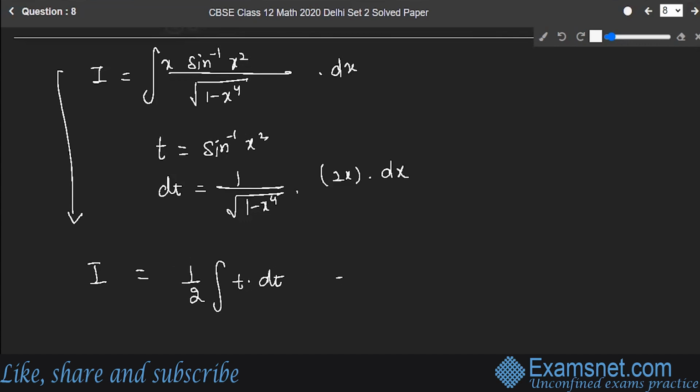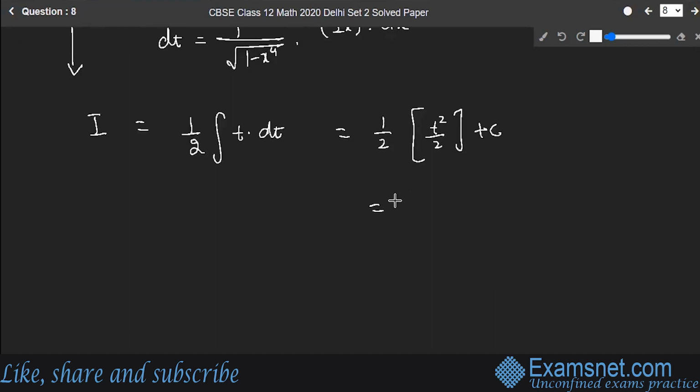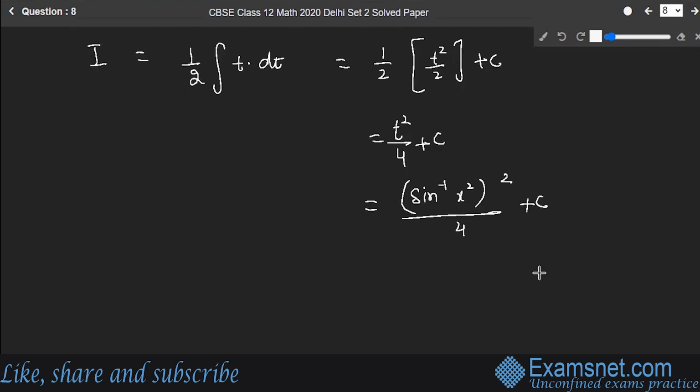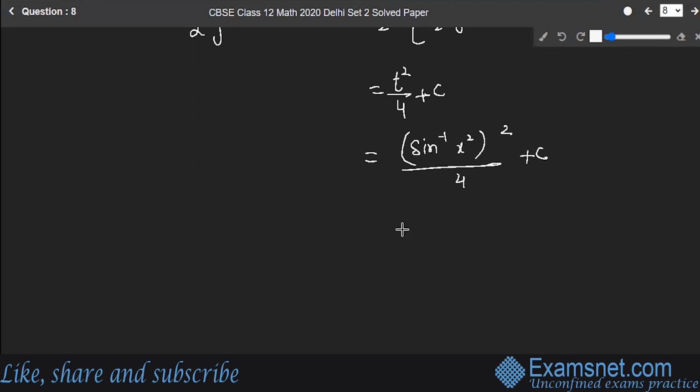So from this, now this integral will be I is equal to 1 by 2 integral of t into dt. This will be equal to 1 by 2 t square by 2 plus c, or this is equal to t square by 4 plus c. And what was t? This was equal to sine inverse x square, whole square upon 4 plus c. So I think that's it. This is the answer to the question. Yeah. Hope you understood that. Let's move to the next question.